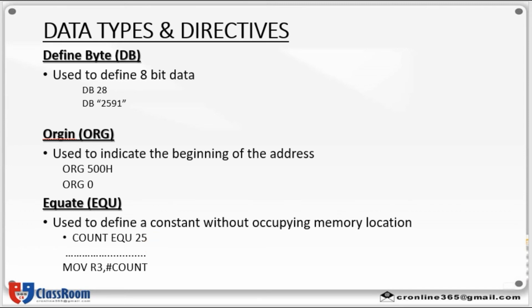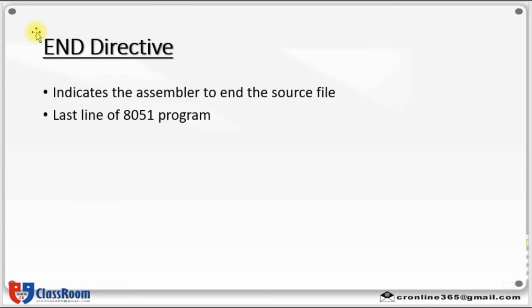Then the last directive is the end directive. It indicates to the assembler to end the source file. This is the last line of an 8051 program. Last line means that anything after this end directive is ignored by the assembler.